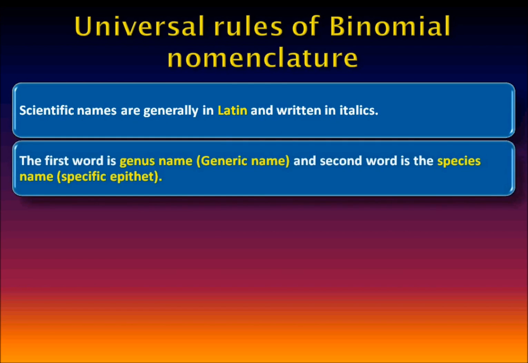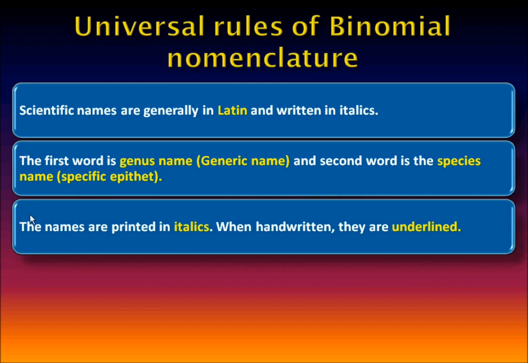Okay, so we were talking about the two components of the name. We use the first word, that is the genus name or the generic name, and the second word is the species name or the specific epithet. I will give you an example of how to name an organism, but first let us complete all the rules.